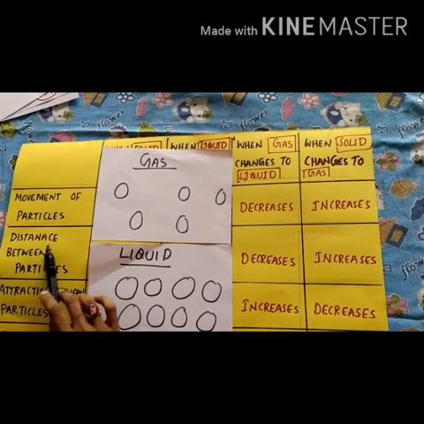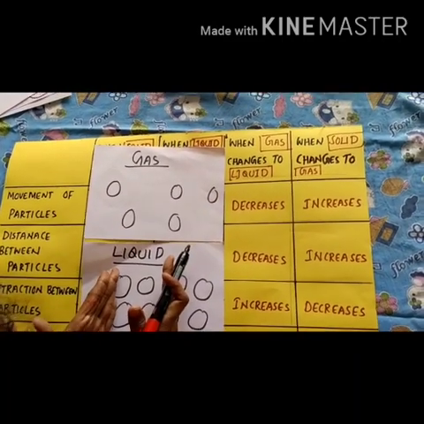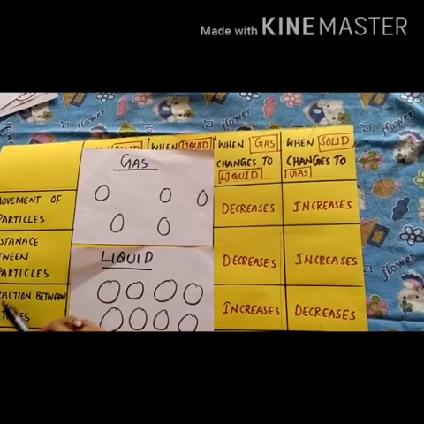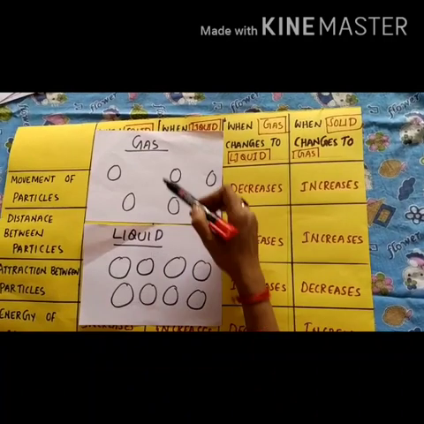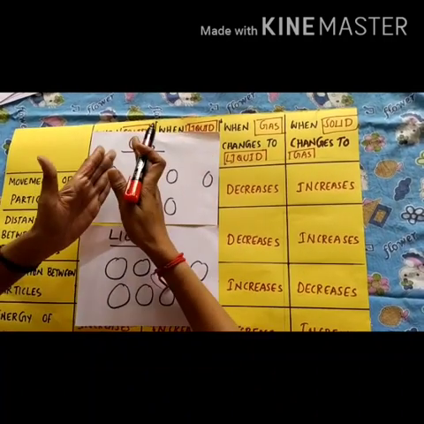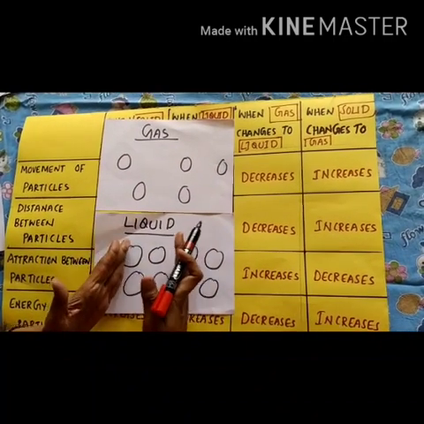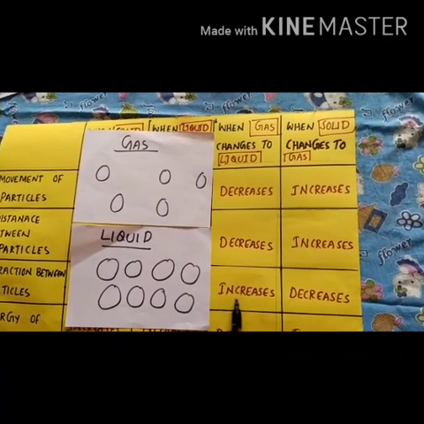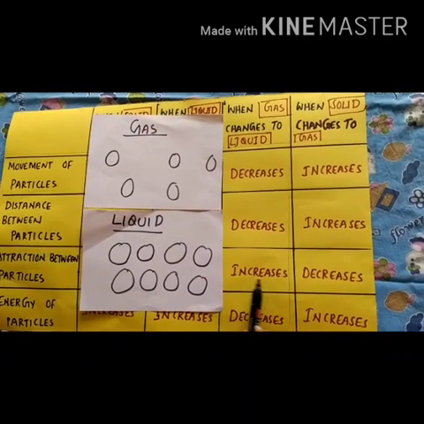The next property is distance between the particles. As compared to gas, distance between the particles is less, so distance between the particles decreases. The next one, attraction between the particles. In gas, there is no attraction. But when this gas changes to liquid, attraction between the particles increases because particles are closer.